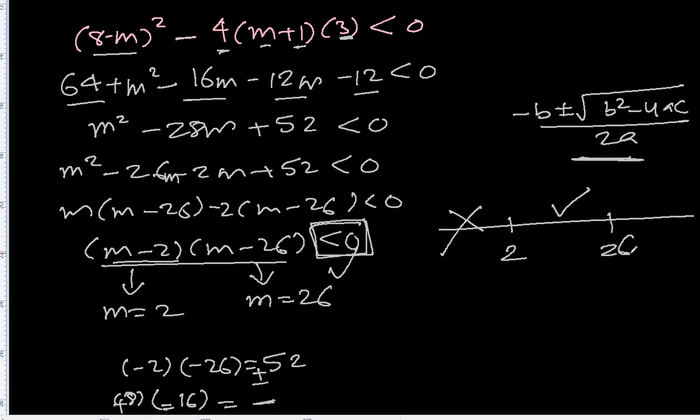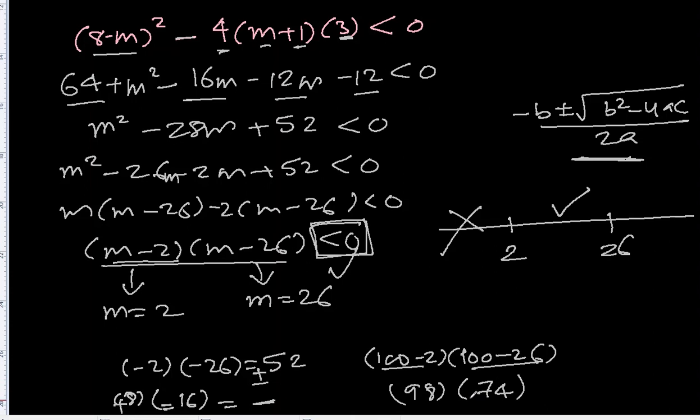And anything more than 26, I can use 100. Let's use 100. 100 is more than 26. So 100 minus 2 and 100 minus 26. 100 minus 2 is 98, multiplied by 100 minus 26, 74. And there is no need to multiply. We can see both of them are positive. We will get a positive answer which is not less than 0. That means this is also not the answer.